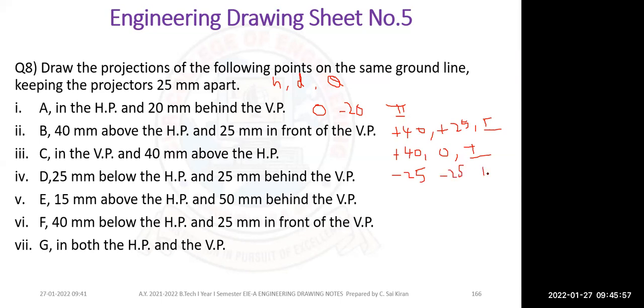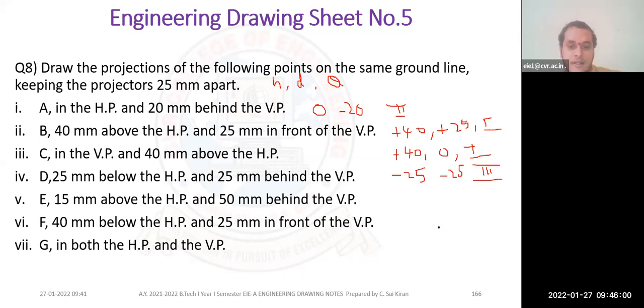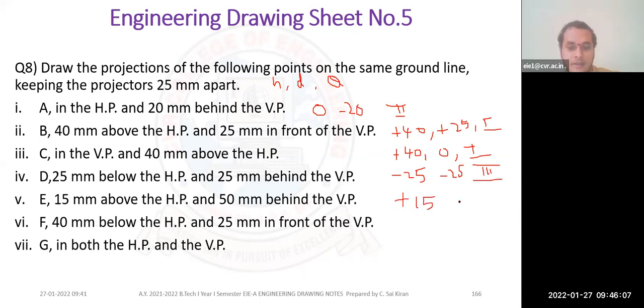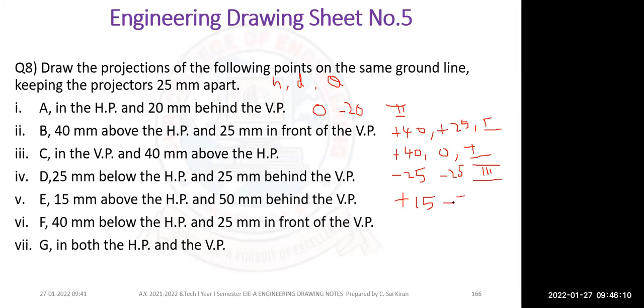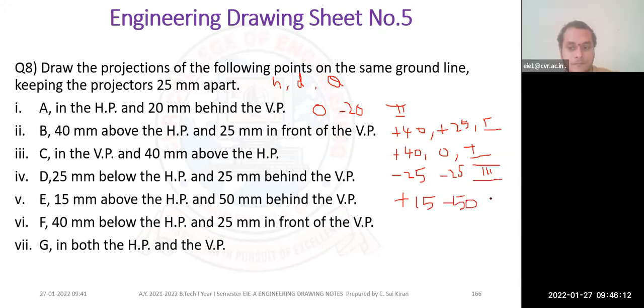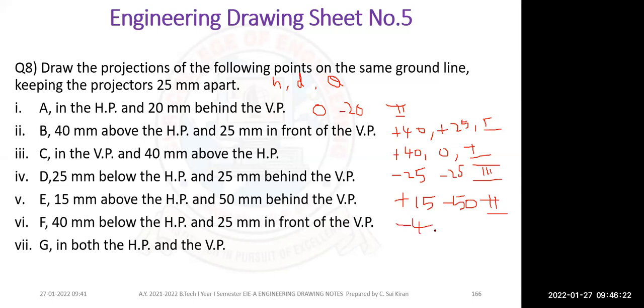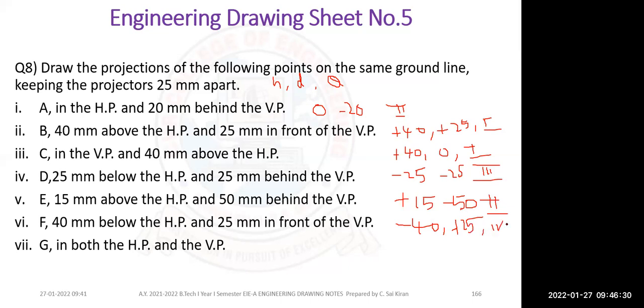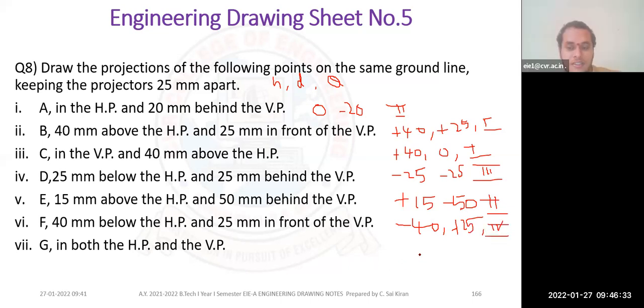And for letter E, what is the H? Plus 15. Next, what is the D value? Minus 50. What is the quadrant? Second quadrant. For the letter F, H value? Minus 40. What is the D value? Plus 25. What is the quadrant? Fourth quadrant.